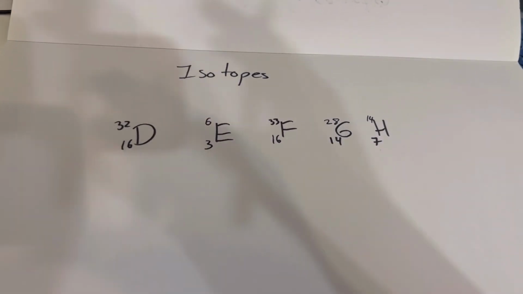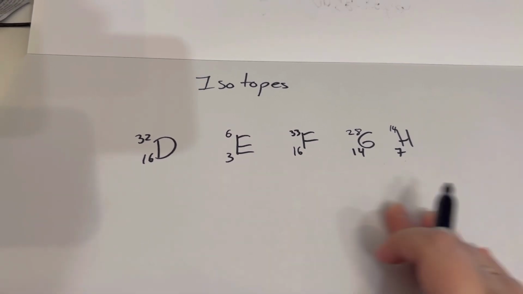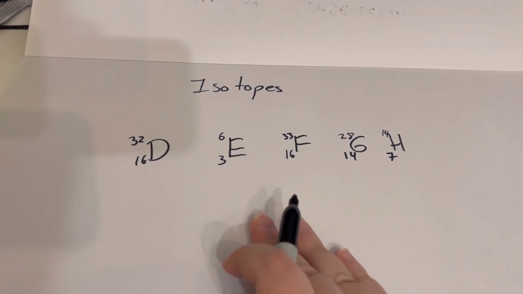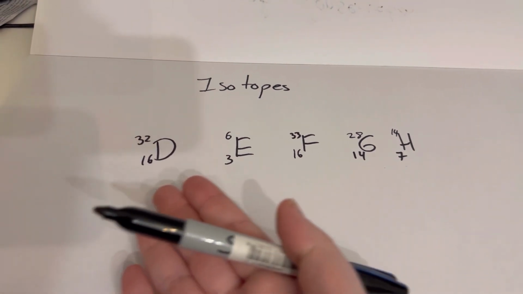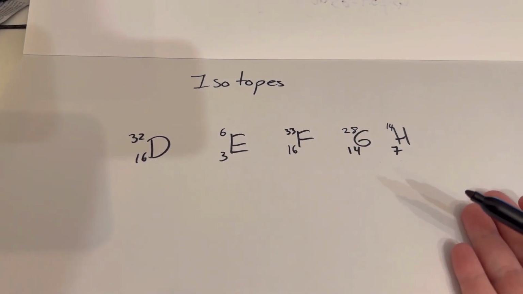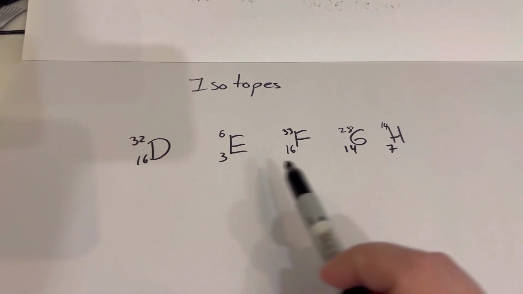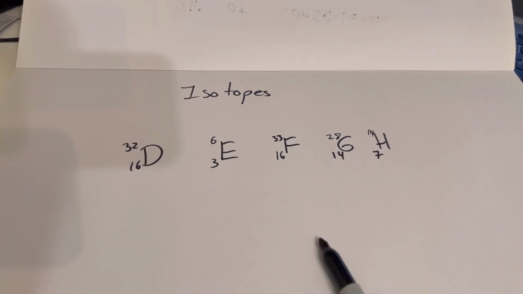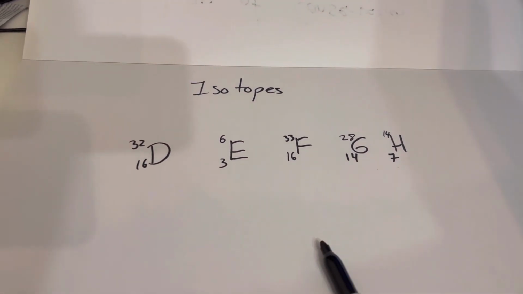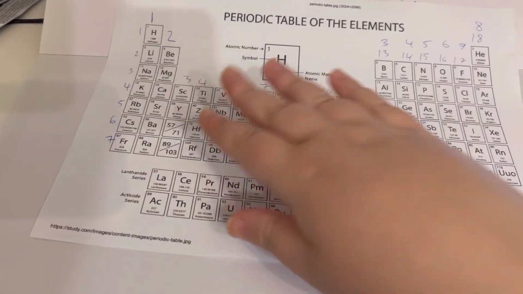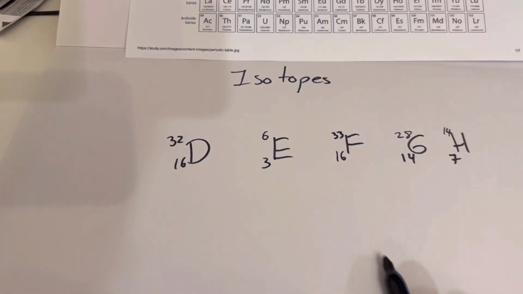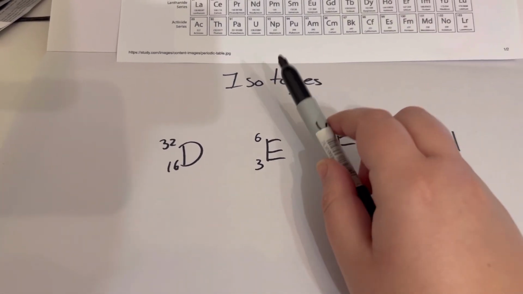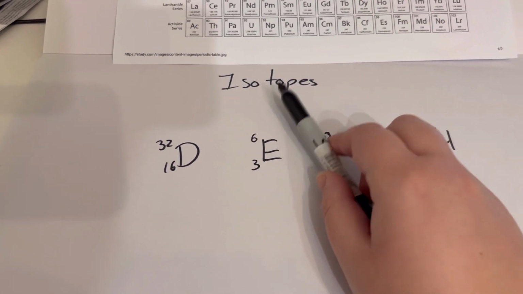You will have a question on isotopes. Here are 5 elements. Their atomic symbols have been removed and they've just been replaced with a random letter of the alphabet. We need to look at this and identify which one is an isotope. For that, you need your periodic table. If you remember what an isotope is, it is an atom with a different mass.